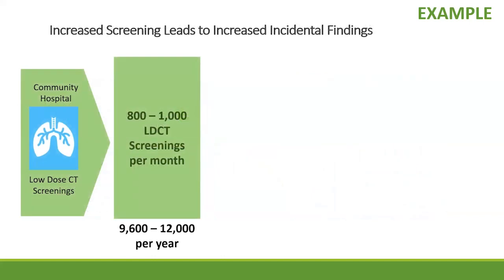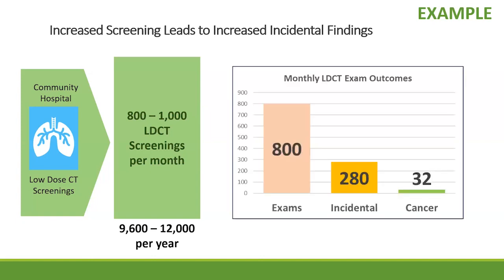Over the last year and a half, we've really focused on how we can increase our low-dose CT screenings for patients that meet the risk qualifications, the appropriate screening guidelines. We've worked with our primary care physicians to do this. We've increased our screenings. Now we're currently running at about 800 to 1,000 low-dose CT screening exams per month. If you multiply that out per year, that's 9,600 to 12,000 screening exams per year. That's way above the national average.